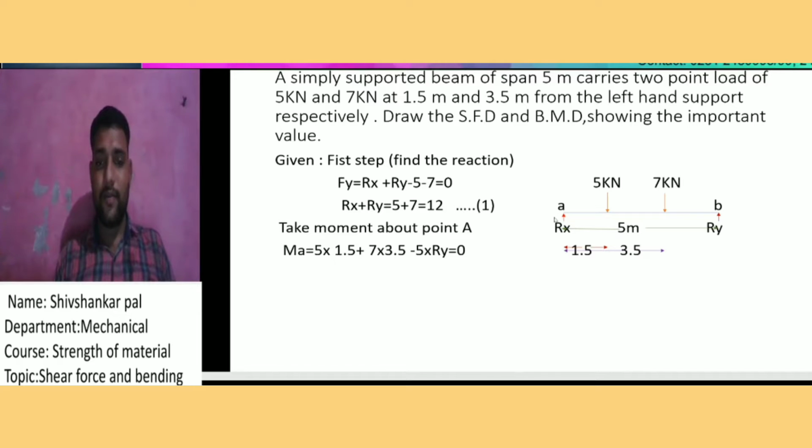Our first step is to find the reactions. I apply the two supports at point A and point B. I consider Ra and Rb as the reactions at our two supports, and find these values using the equilibrium conditions of our system, which is a simply supported beam carrying point loads.